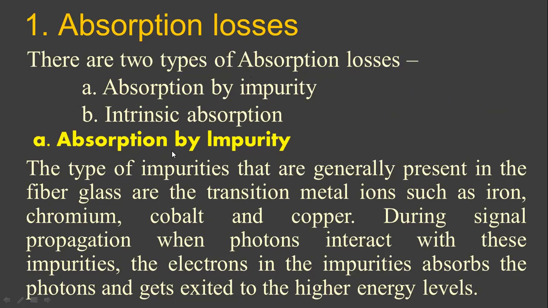So we'll see what is this absorption by impurity. The type of impurities that are generally present in the fiberglass are transition metal ions, such as iron, chromium, cobalt, and copper. During signal propagation, when photons interact with these impurities, the electrons in the impurities absorb the photon's energy and get excited to a higher energy level.